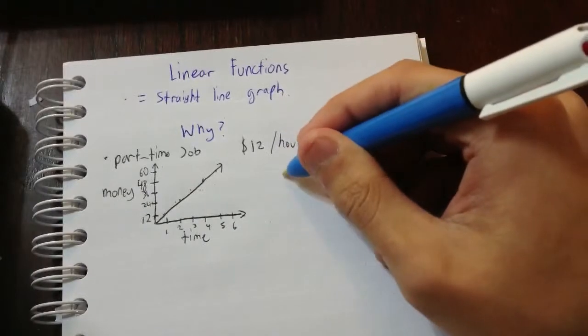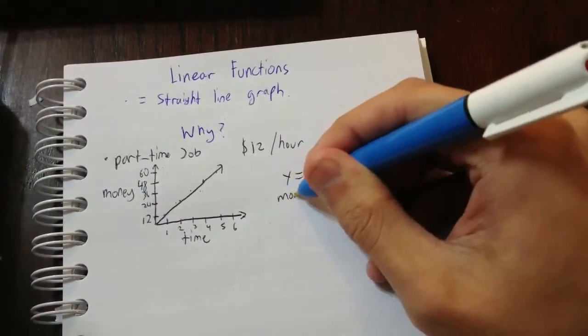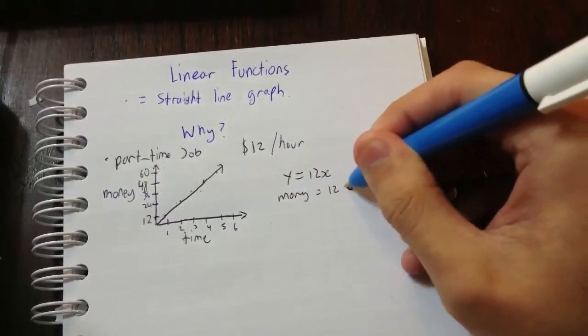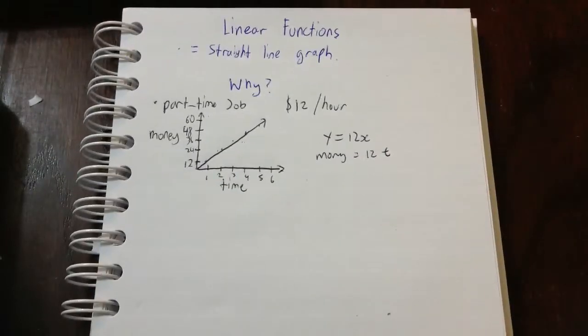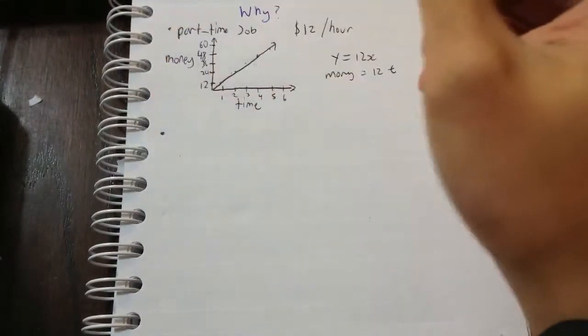And the equation, it's pretty easy. Y equals 12x, or money equals 12t. So, one example of a linear equation. It's kind of handy. Now you have a graph of how much you're earning. You're going to be rich very soon.